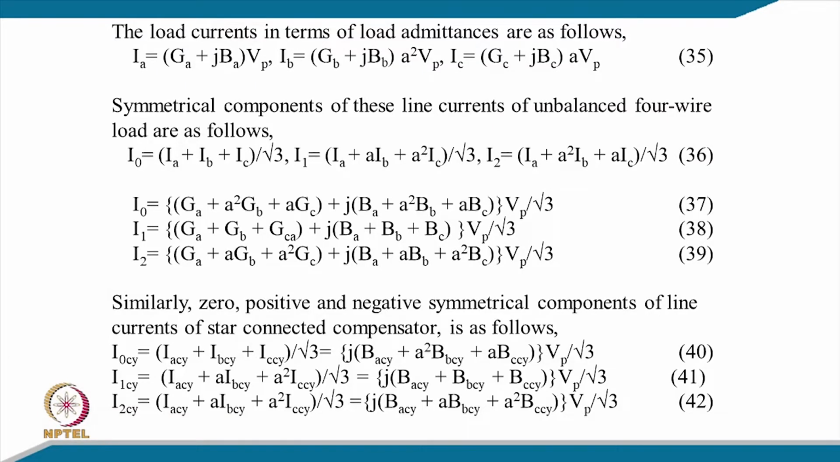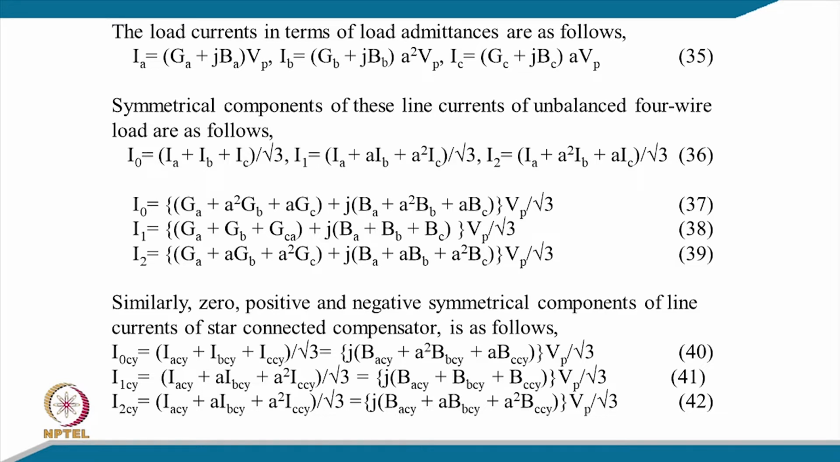Well, now the load current in terms of load admittance can be expressed as follows. The A phase current IA can be written as (GA plus jBA) into Vp, that is the load admittance multiplied by the phase voltage. Similarly, for B phase, (GB plus jBB) a squared Vp, that is for the 240 degree phase shift of the voltage for B phase, and the C phase current can be represented as (GC plus jBC) with the operator of 120 degrees, a, into Vp. Well, these are the 3 phase currents.